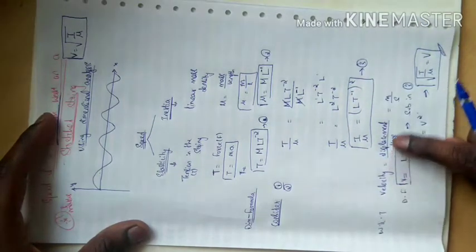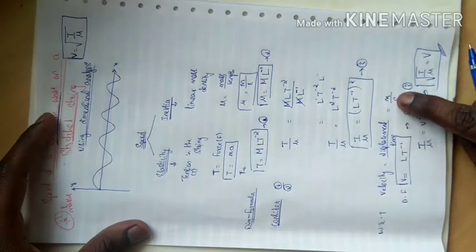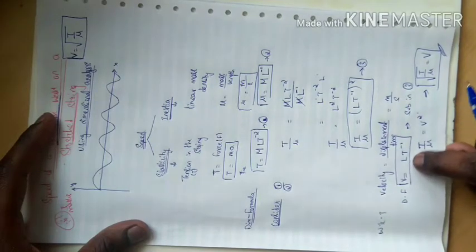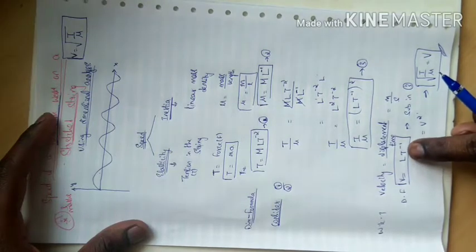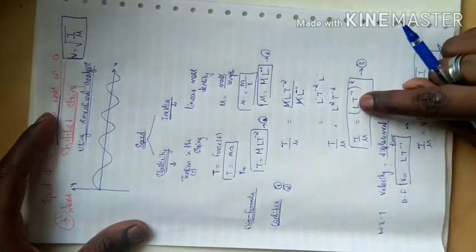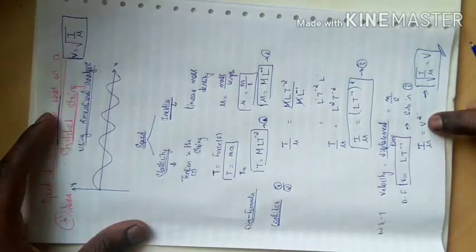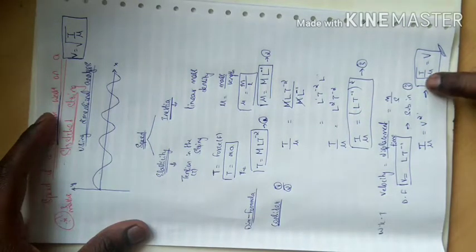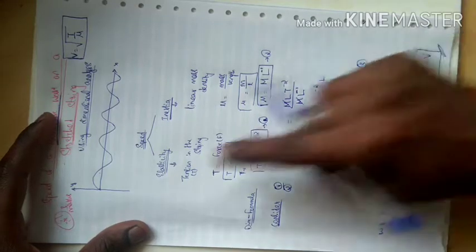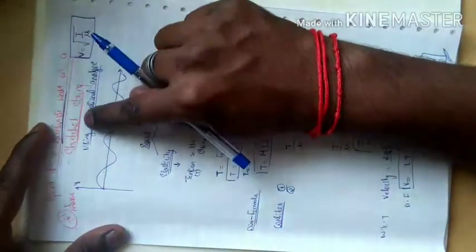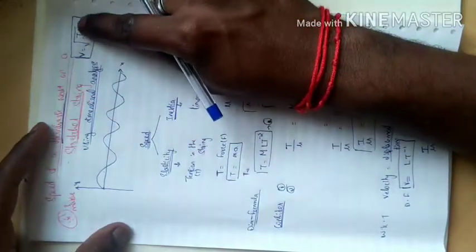We know that velocity is equal to displacement by time, that is meter per second. The dimensional formula V is equal to LT to the power minus 1. Then LT to the power minus 1 can be written as what? V. Therefore in the place of this I have written V. Then it is V square. Sending the square to this side, it becomes square root, it becomes T by mu. Then what is the speed of a transverse wave on a stretched string? V is equal to root T by mu.